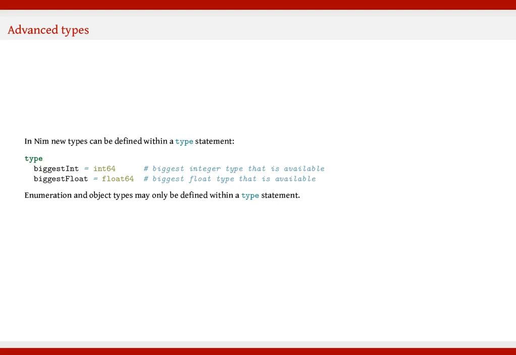Advanced types. In Nim, new types can be defined within a type statement. type BiggestInt = int64 # biggest integer type that is available. BiggestFloat = float64 # biggest float type that is available. Enumeration and object types may only be defined within a type statement.